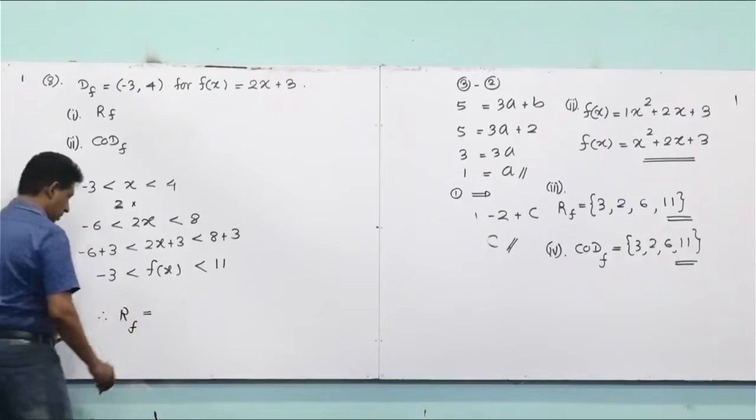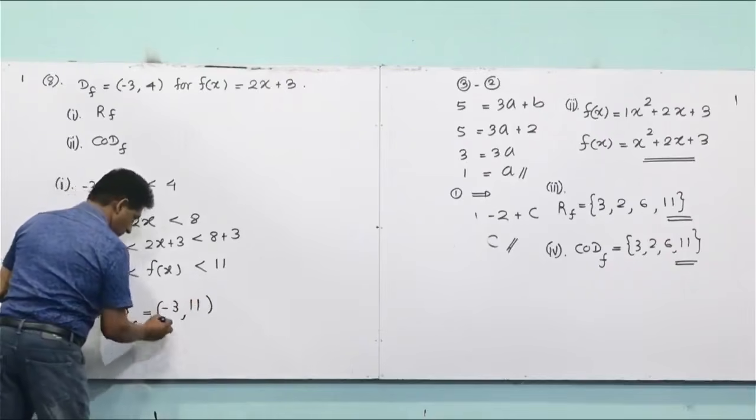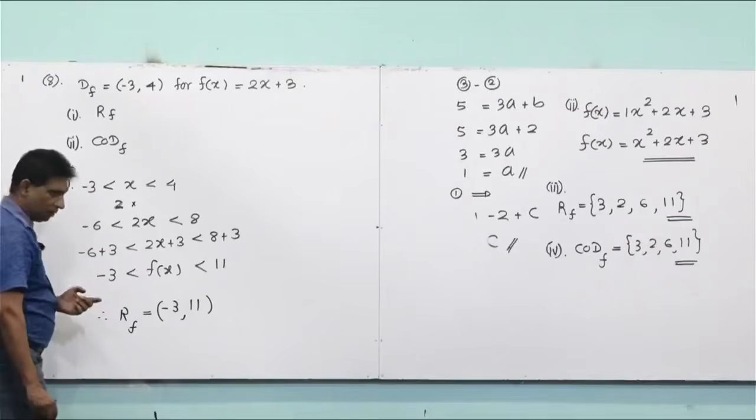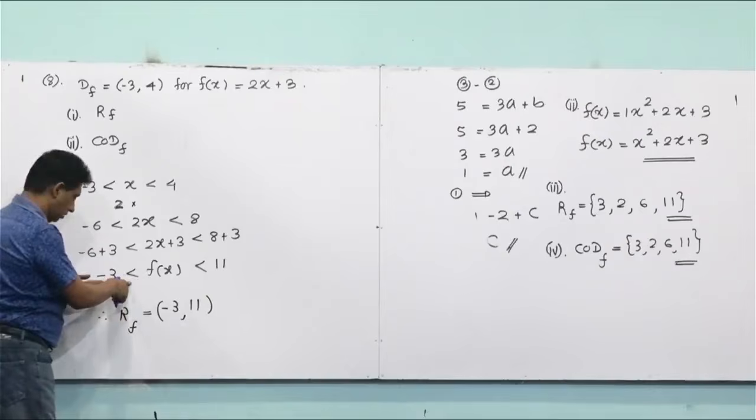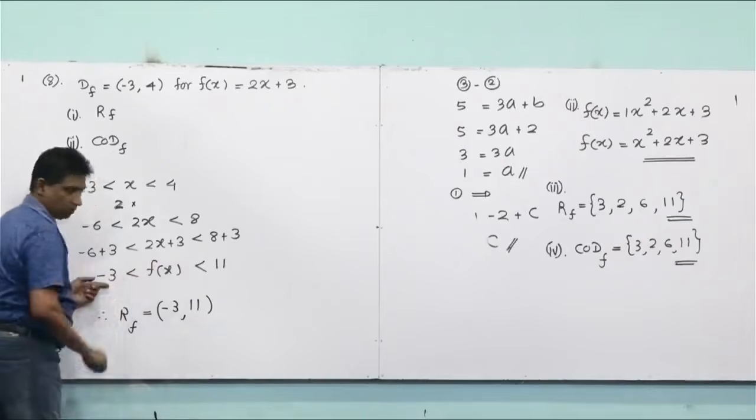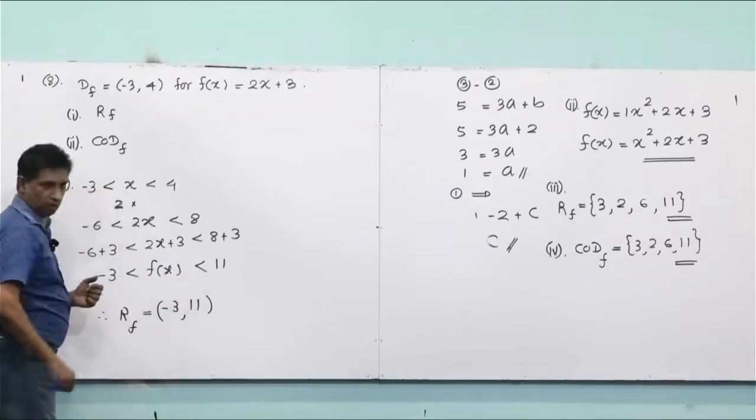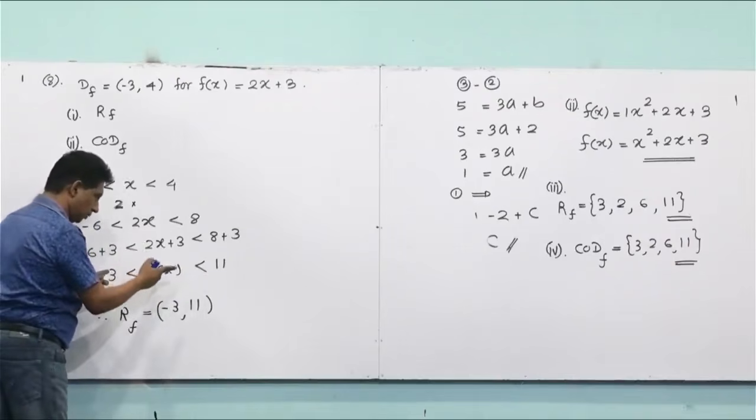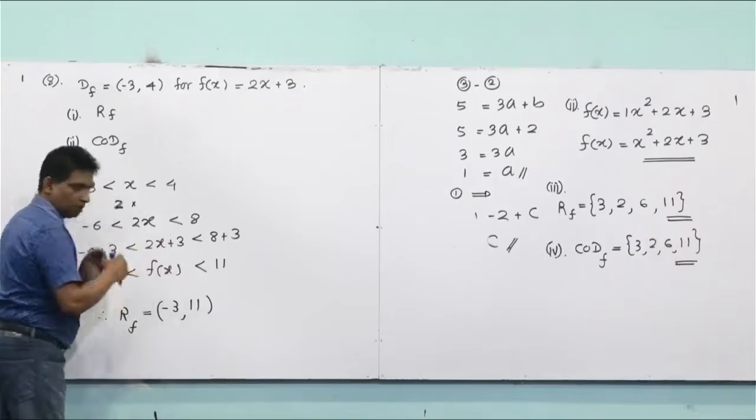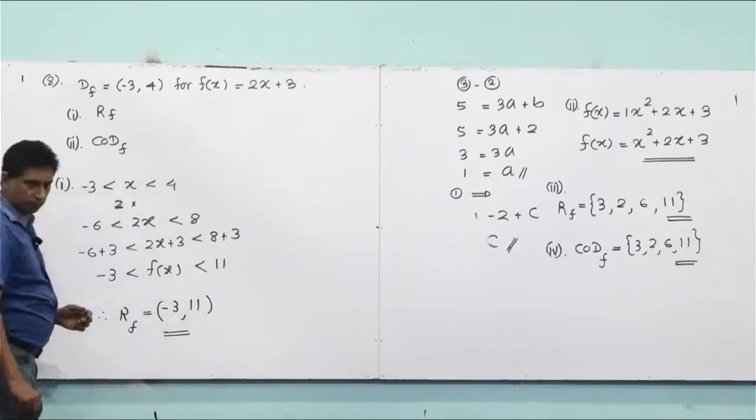So we can write the range as minus 3 comma 11. We have to put a normal bracket here. Why do we put a normal bracket? Minus 3 is not in the range, because here there is no equal mark. And 11 is not an image, because here also there is no equal mark. But in between minus 3 to 11, any value is an image. So this is Rf, right?